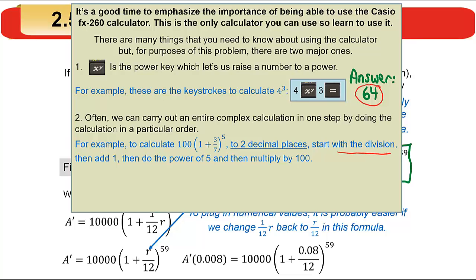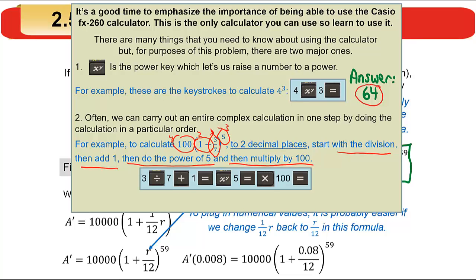Start with the division, 3 divided by 7. Then add the 1, you're working from the inside out. Then do the power of 5, so then you do the power key, and then multiply by 100. You're literally working your way from inside to outside. You first do the division. Secondly, you add the 1. Third thing you do is raise the power. And the fourth thing you do is multiply by 100.